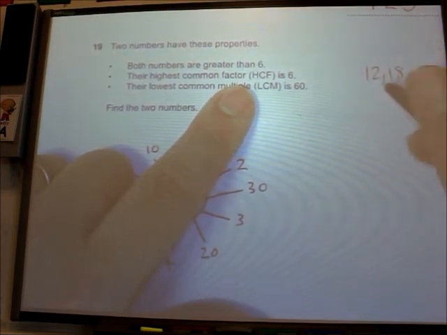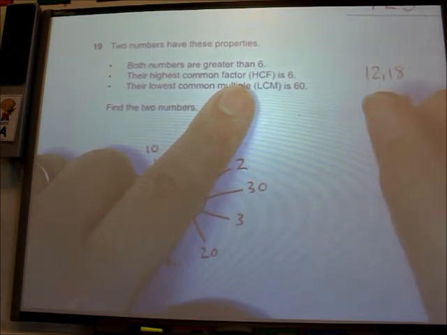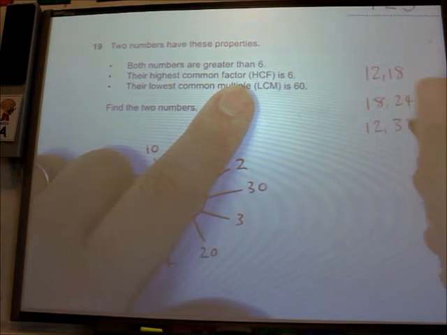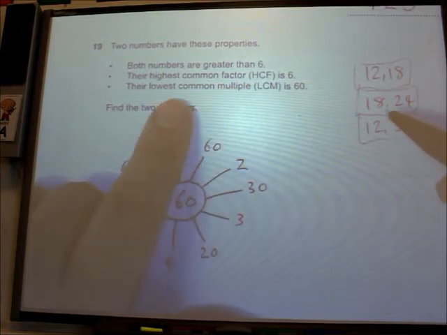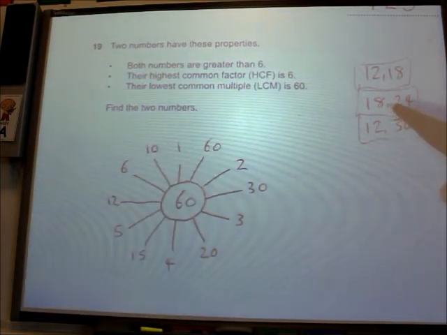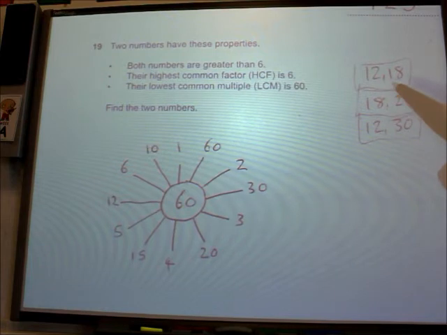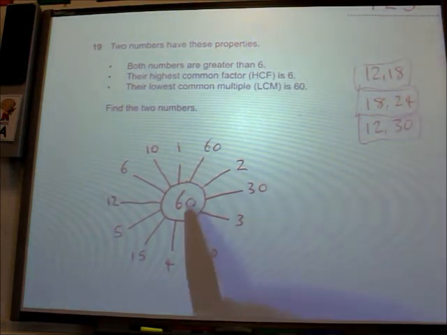The highest common factor of them is 6. It could be maybe 18 and 24. It could be 12 and 30. Do you see what I mean? All of these pairs have a highest common factor of 6 anyway, and the lowest common multiple is 60. So that means they all go into 60. So they all go into here.